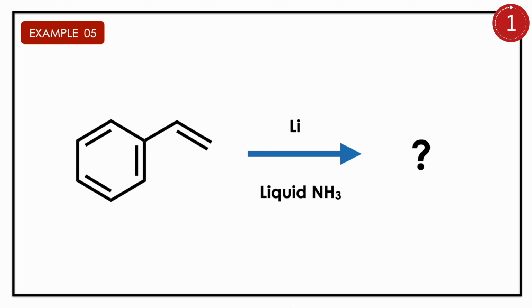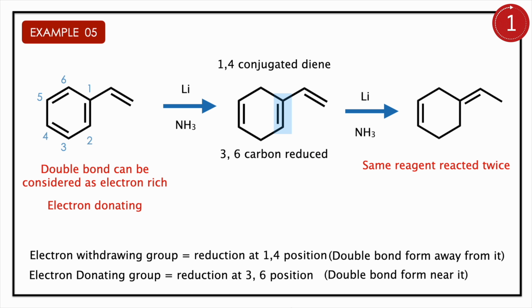Then the next example. Here you have benzene, side chain you have an alkene, lithium and liquid ammonia you are using. You should find what will be the final product. Here you may get confused about which group the alkene is, whether it is electron donating or electron withdrawing. If you look at it, the side chain is electron richer, so you should consider it like an electron donating group. So reduction happens at the 1,4 position, which is away from the electron donating group.